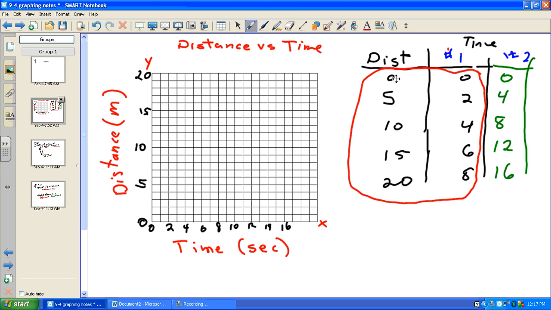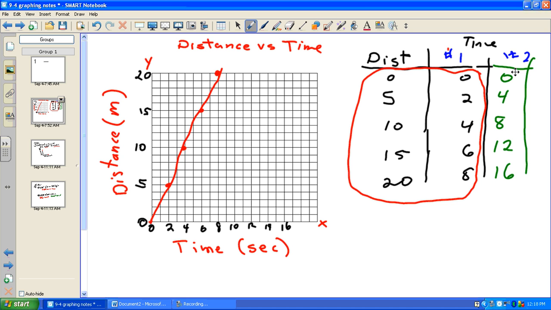So you go first guy, 0, 0. So that's a dot right down there. Then 5 and 2. So 5 on the left and 2. 10 and 4. 10 and 4. 15 and 6. And 20 and 8. And this would give you, use your ruler and make the straight line that connects all these guys.